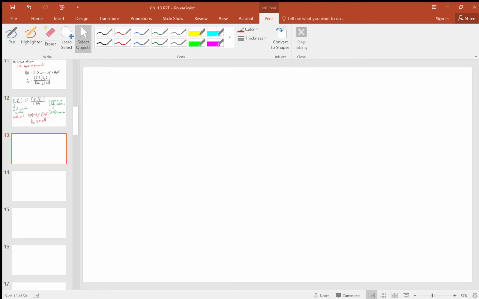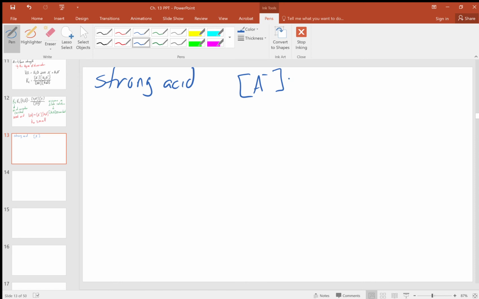What about a strong acid? Well, a strong acid is going to dissociate to a large extent, and so our concentration of A minus will be much larger than our concentration of our initial acid. And that means Ka will be large.